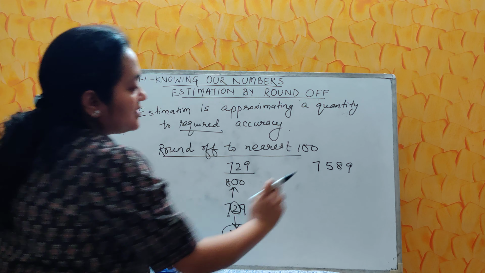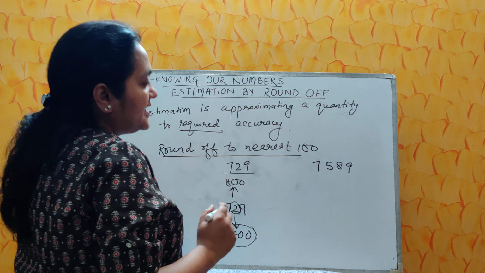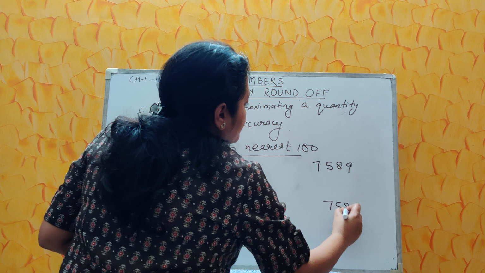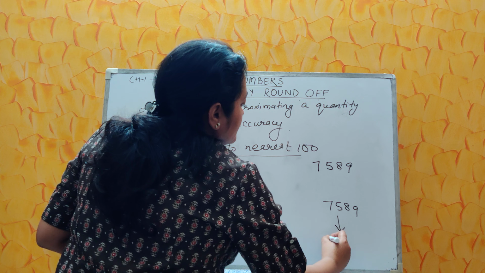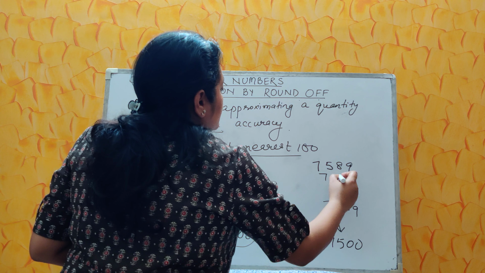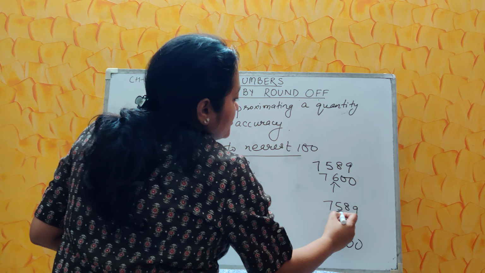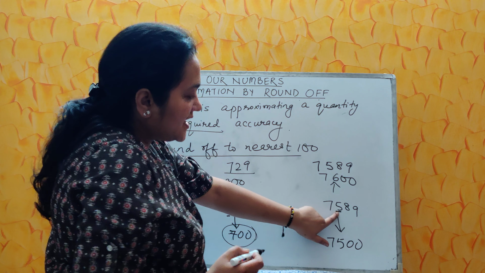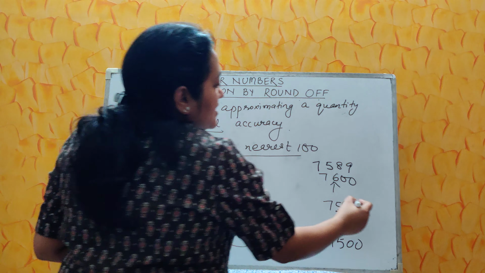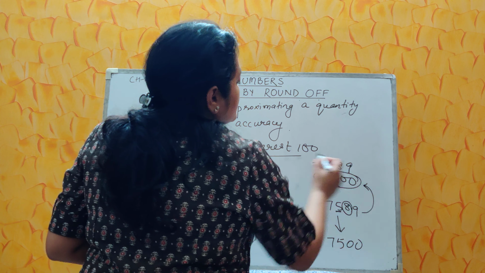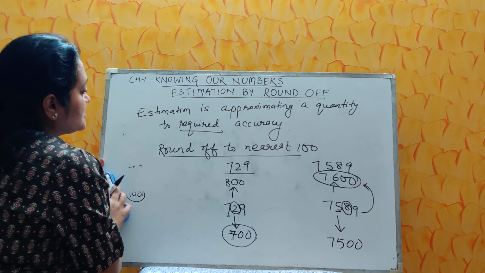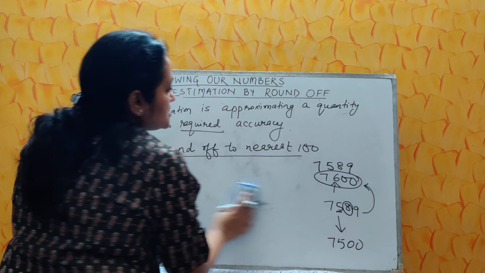Okay. Now see this number. It is 7589. What are the multiples of 100? 7500 and 7600. Again you have to round off to the nearest 100. This is the hundreds place. You have to look at the tens place. Since it is 8, this number will be rounded up to 7600.